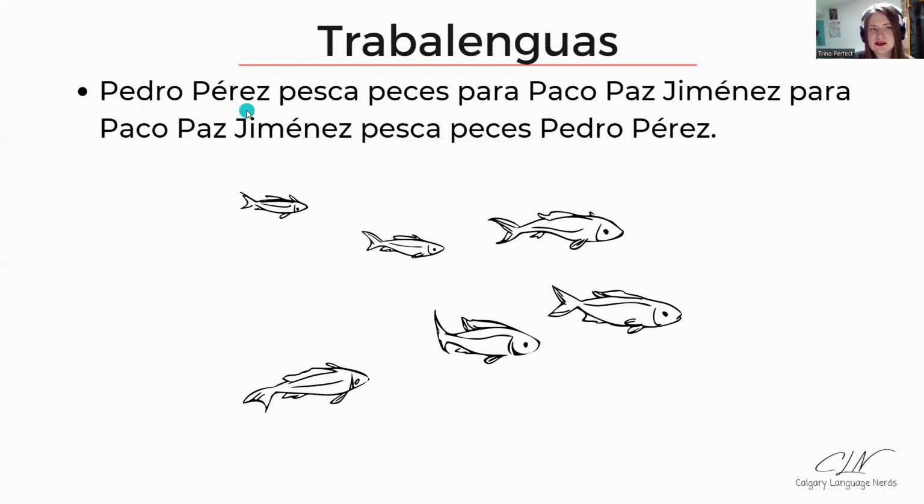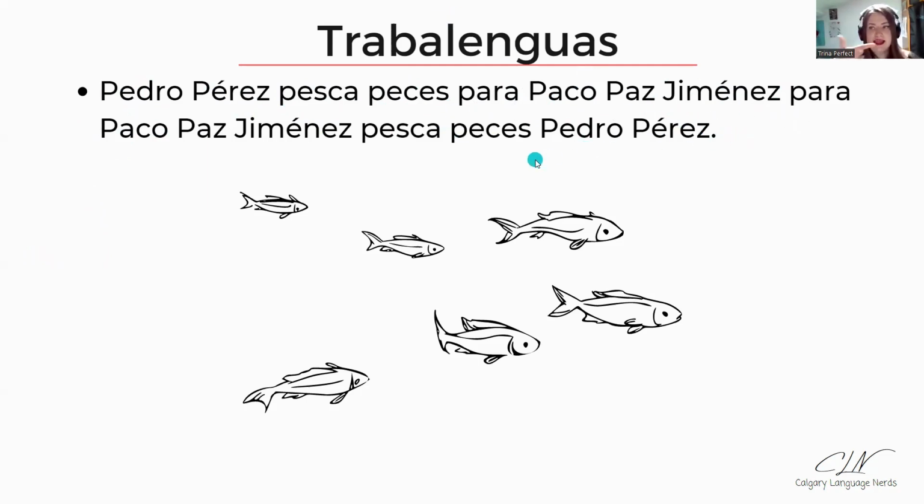So, a person whose name and surname is Pedro Perez. He fishes the fishes for his friend Paco Paz Jimenez. So both Pedro Perez and Paco Paz Jimenez are names of people. So one of them fishes some fishes for this other person.